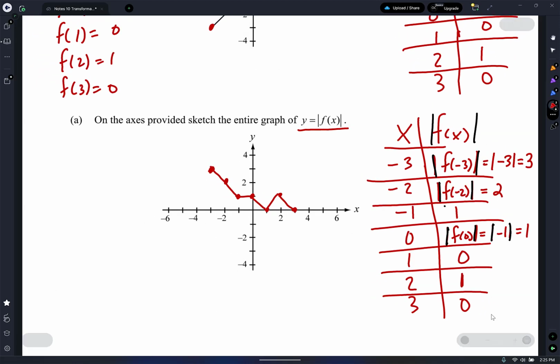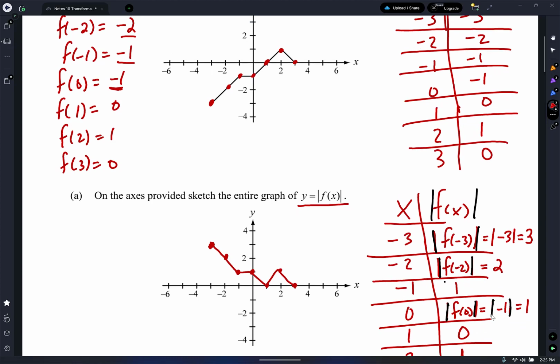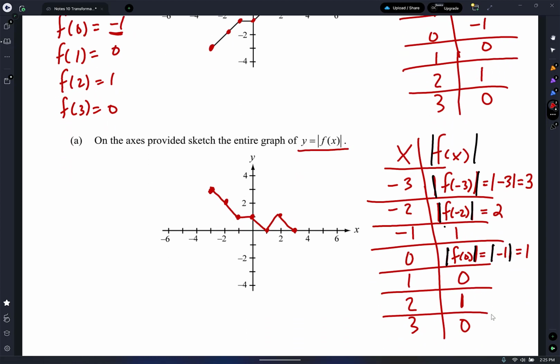So, yeah. So what happened? Everything that was below the x-axis just got what? Yeah, just got reflected. So everything below the x-axis got reflected.